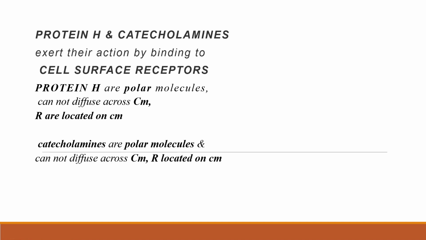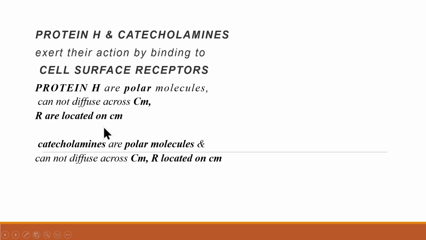The cell surface receptors for the protein hormones and catecholamines. Protein hormones exert their action by binding to cell surface receptors. Protein hormones are polar molecules. They cannot diffuse across the cell membrane. As such, their receptors are located on the cell membrane.